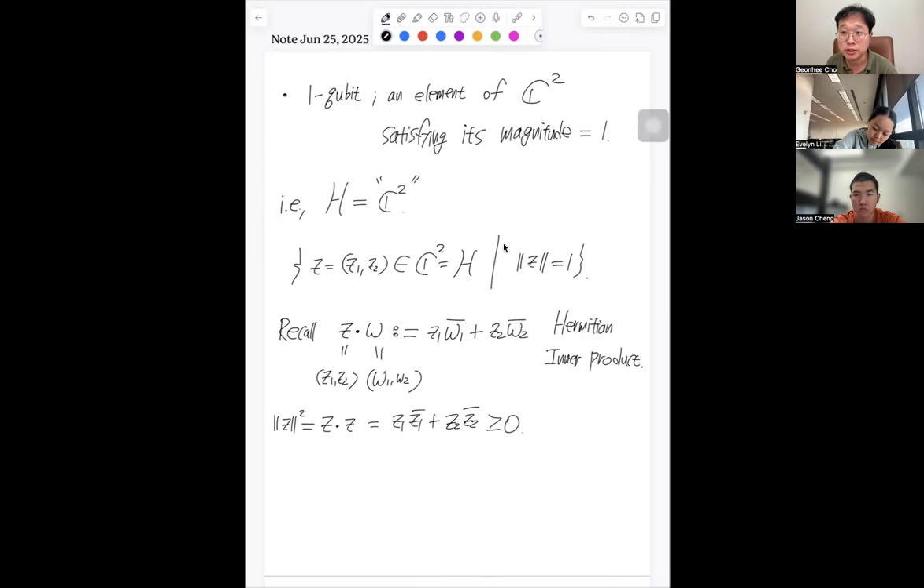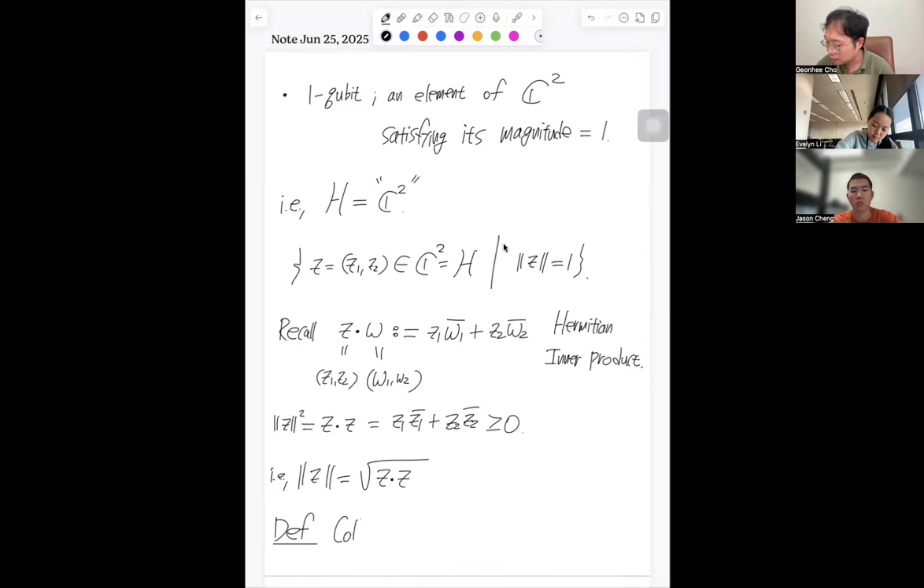Does that make sense to you? Because in order to talk about the magnitude, we don't want to get a complex value. We always want a non-negative real value. Without the complex conjugate in the Hermitian inner product, we cannot say it. So, to be clear, the magnitude is defined as the square root of z dot z. That's the definition. So the collection of the one qubit precisely, let me just give you the definition.